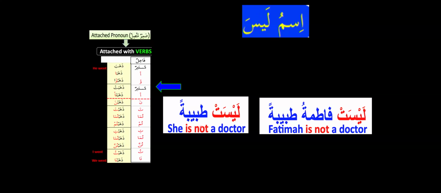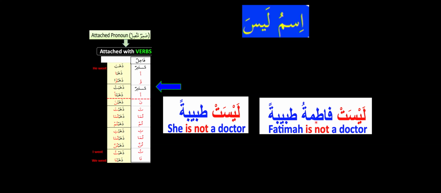Here we need a marfu pronoun. Why? Because ismu laysa is always marfu. Look, Fatima too. It's not Fatimata. So if I'm replacing Fatima with a pronoun, I need a pronoun which can sit in the chair of marfu. We know one pronoun which can sit in the chair of marfu: huwa, huma, hum. You see that list of detached pronouns? Those are marfu pronouns. We have seen that in previous classes.